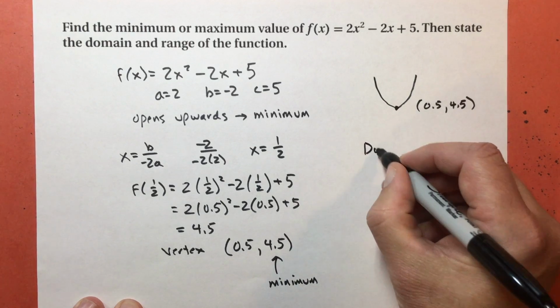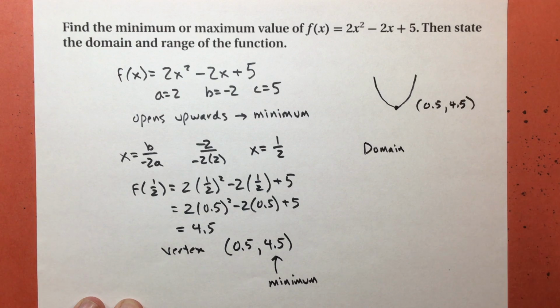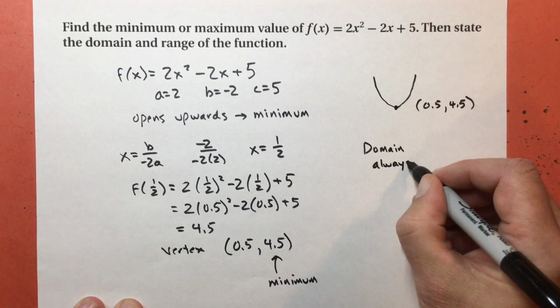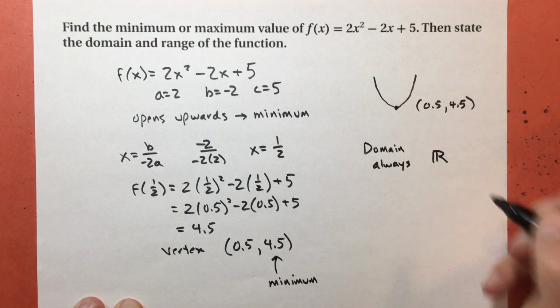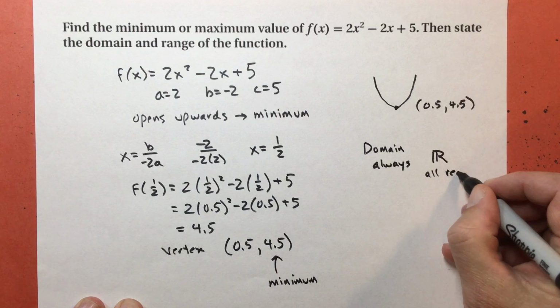The domain, and this is going to be easy, never get this wrong, the domain of every quadratic function is always all real numbers. And you can write it like that, or you can just say all real numbers.